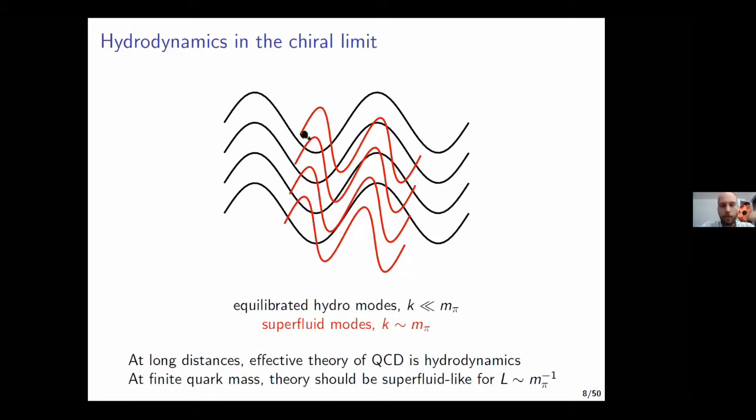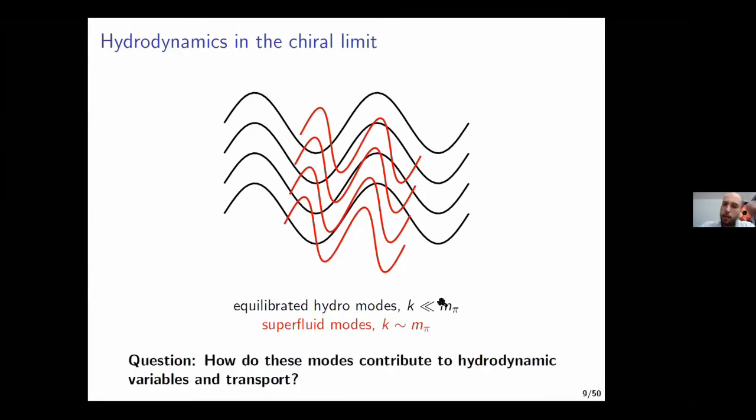But what we do now is we include on top of that some modes that are of length the inverse pion mass, and you have this picture of these hydro modes representing QCD physics with these extra superfluid modes on top, where the momentum is at the order of the pion mass. And the question is, how do these extra modes contribute to and change the underlying QCD hydrodynamics, in particular the hydrodynamic variables and the transport coefficients?